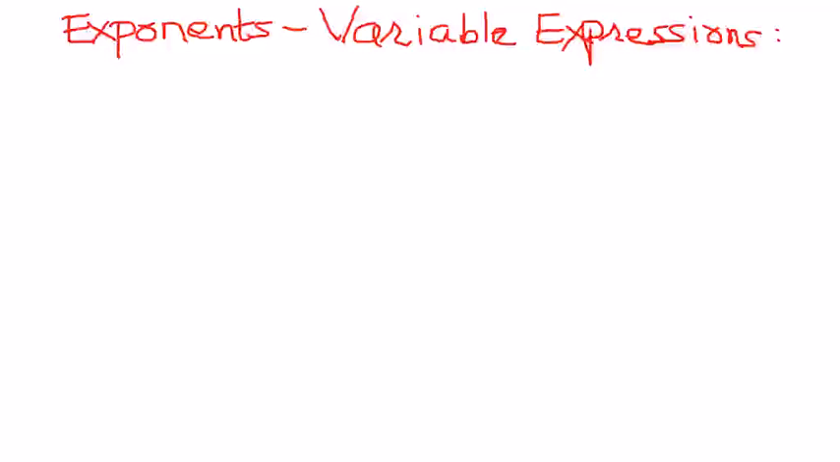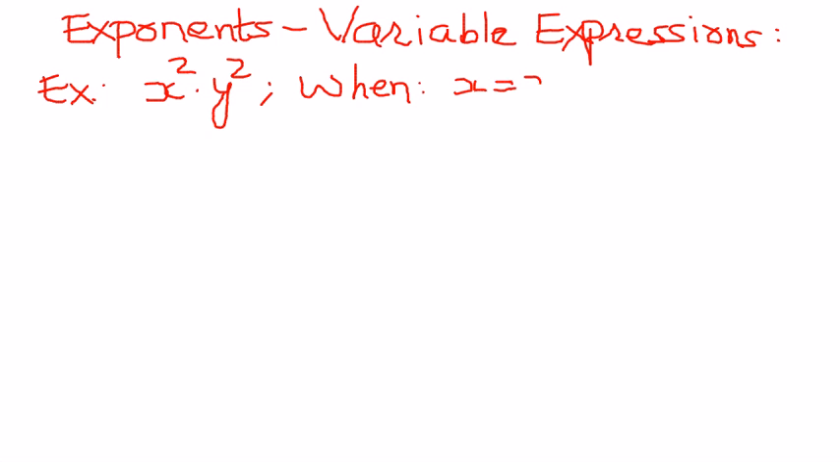Welcome to my presentation. In this presentation, we shall see how to simplify exponents containing variable expressions. So let's start with a simple example. Let's say we have a variable expression given to us and we want to evaluate x to the power of 2 times y to the power of 2 when the values of x and y are given to us as follows. When x equals 2 and y is equal to 3.